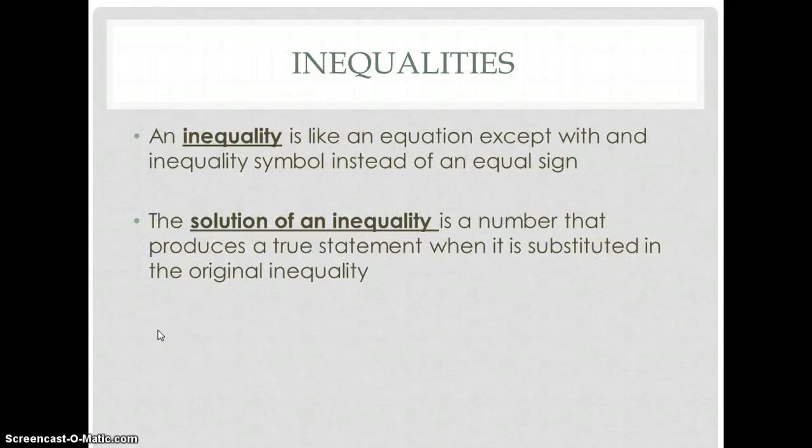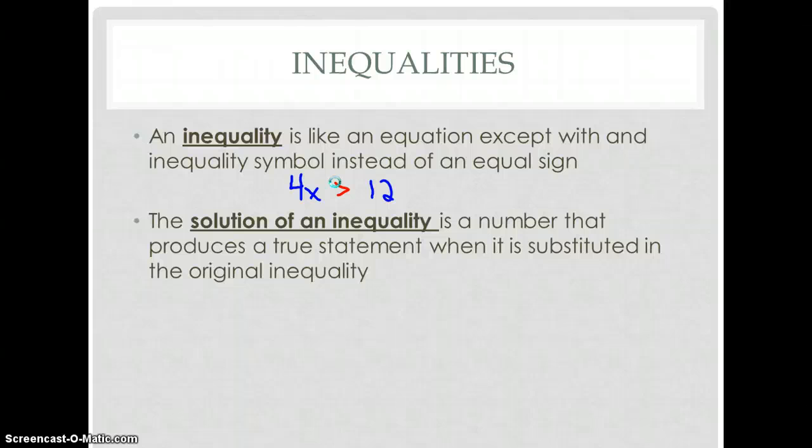So, like an equation, an inequality, how you get that is you take two expressions, the same ones we did before. We can do 4x and 12, but now this time all we do is we put an inequality symbol on the inside between them instead of an equal sign. Okay? And again, the solution of an inequality is any number that produces a true statement when it is substituted into the original inequality. So I think when we did this before, we got x equals 3 as our answer.